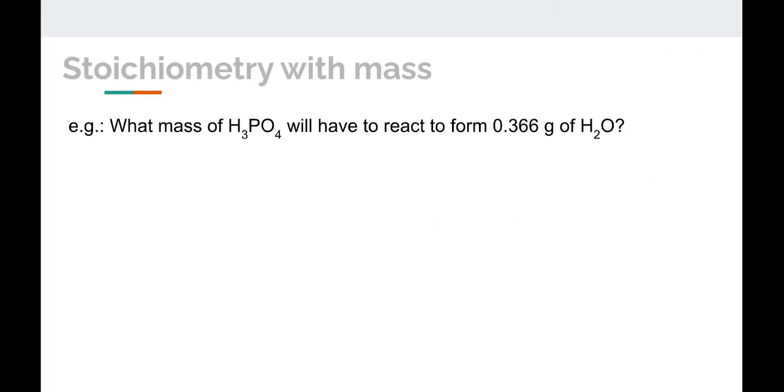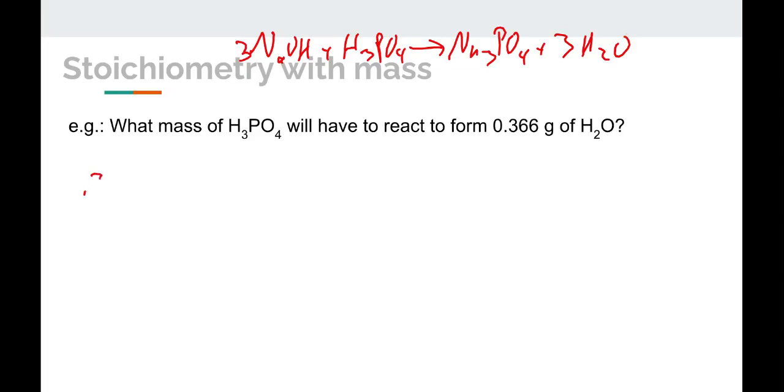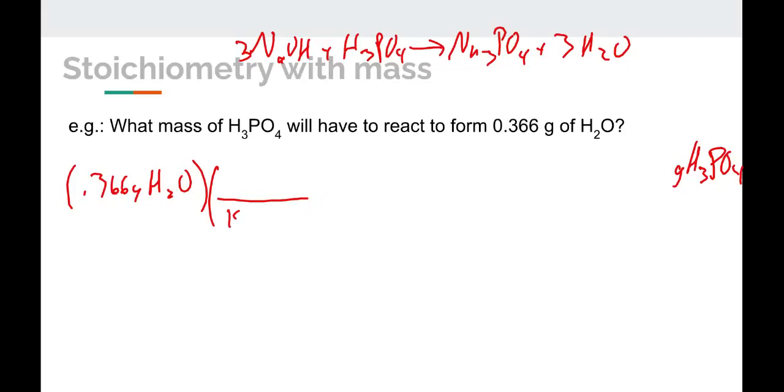Here's one where the beginning and the ending of the problem are mass. So just recalling our reaction, we're going to start out with 0.366 grams of water. We need to convert this into moles so we can do stoichiometry with it. Ultimately, we want to get grams of H3PO4 over here. The molar mass of water is 18.015 grams per mole. So by putting the grams on the bottom, we cancel it, and now we have moles of water.